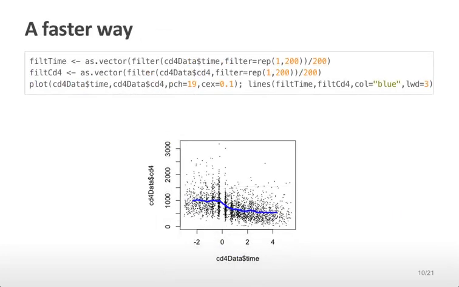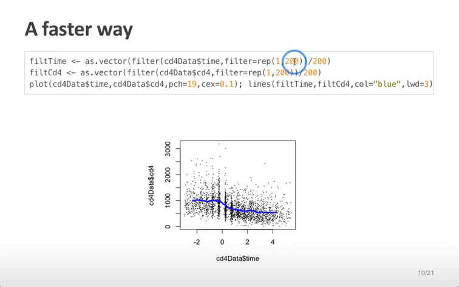A faster way to fit that same averaging that we did just a moment ago is with the filter function. What you pass to the filter function is the time series and then what's called a filter. And the filter basically tells this function how to average these time points. In this case, I've passed filter a vector that is equal to 1 over 200 repeated 200 times.